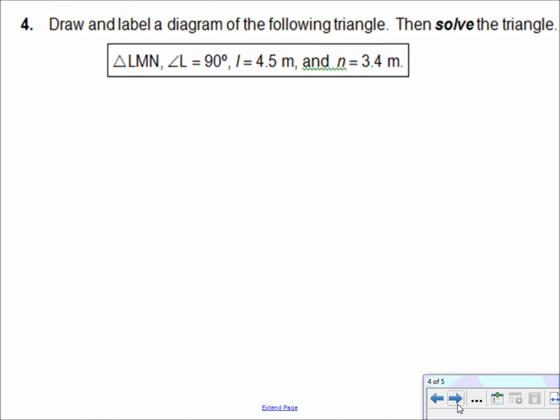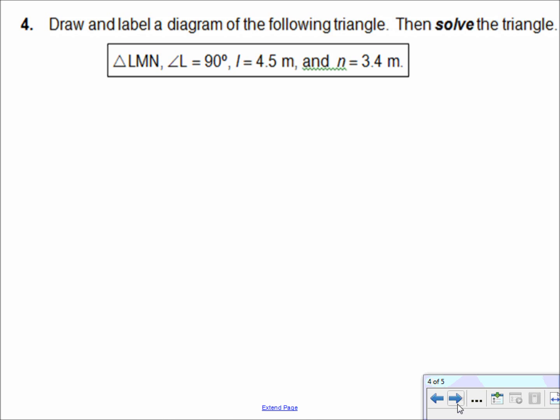Okay. Draw and label a diagram for the following angle, then solve the triangle, okay? So basically they're giving you all the information. They're saying the triangle is labeled LMN, angle L is 90 degrees, side L is 4.5, and side N is 3.4.